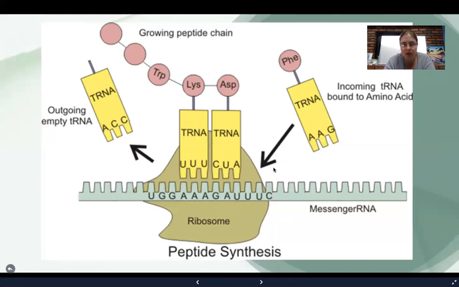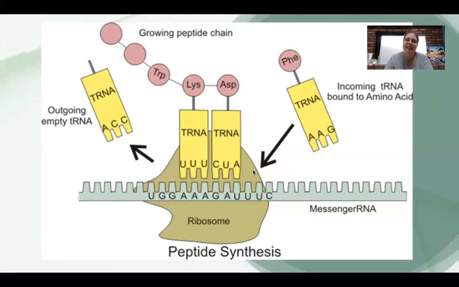The ribosome shifts over. This tRNA is now in the P site, and this one can drop into the A site, and so on and so on and so on until we reach that stop codon, in which case a tRNA with no amino acid will drop in, and that will prevent anything else from being added, signaling, "Hey, we're done building the polypeptide." It's all good.